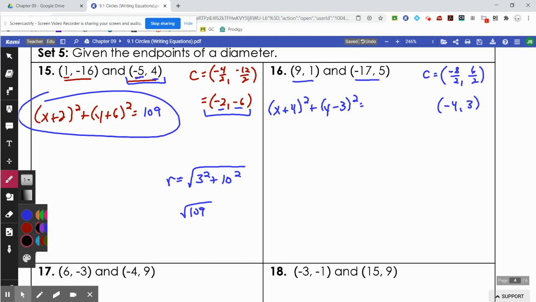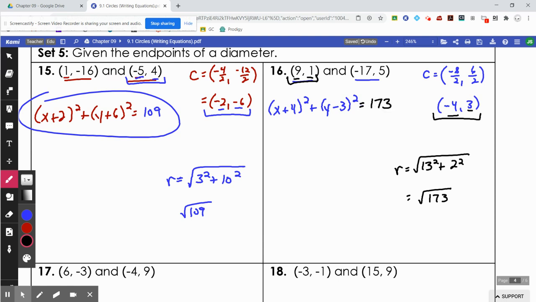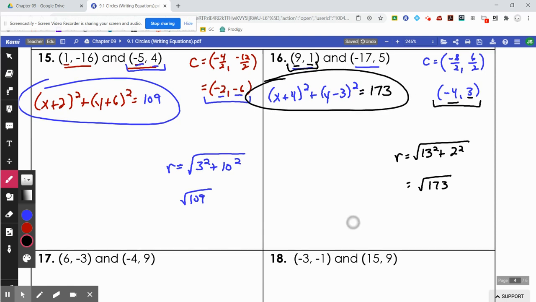The radius, again, is the distance from the center to either one of these points. I'm going to use the first one now. It does not matter which one you use. So the radius is going to be the square root. How far is it from -4 to 9 would be 13. Don't forget to square. We're using the Pythagorean theorem. How far is it from 1 to 3 would be 2. So it'd be the square root of 169 and 4, which is 173. So r squared now would be 173. So there is your equation.